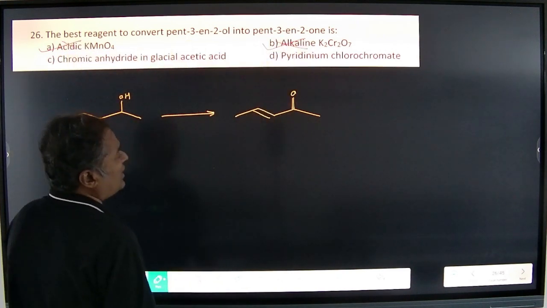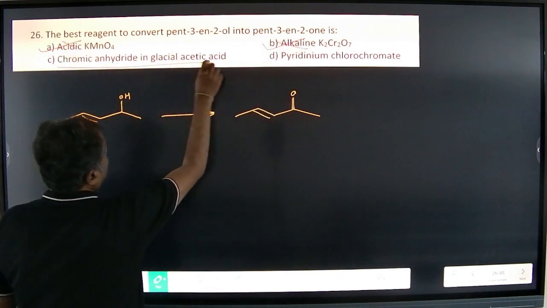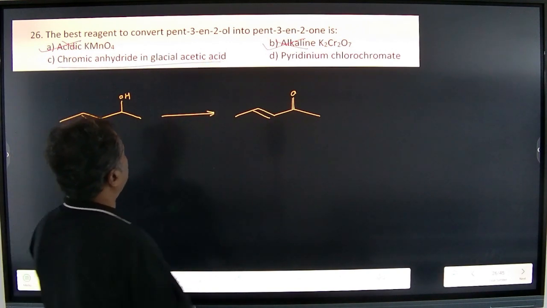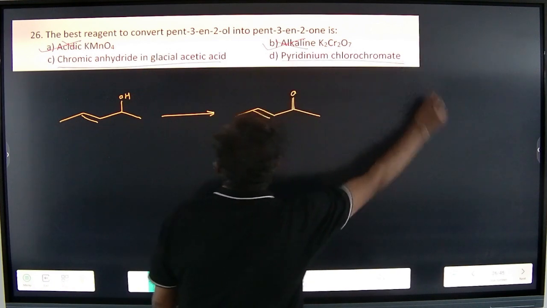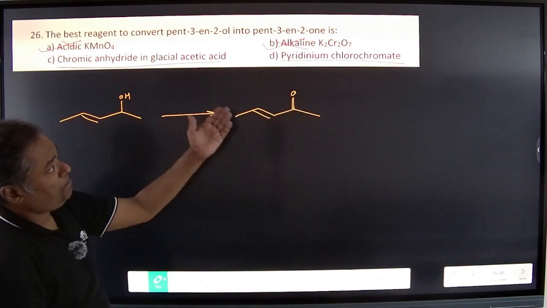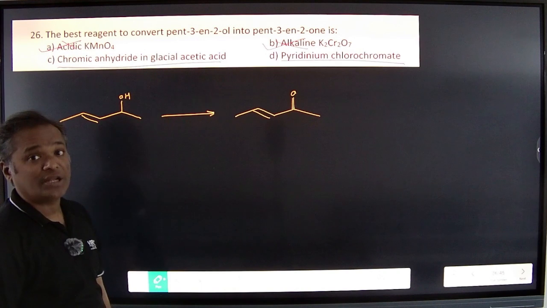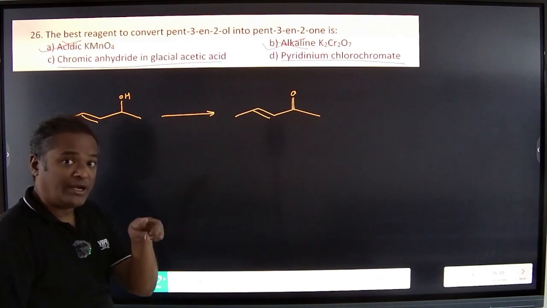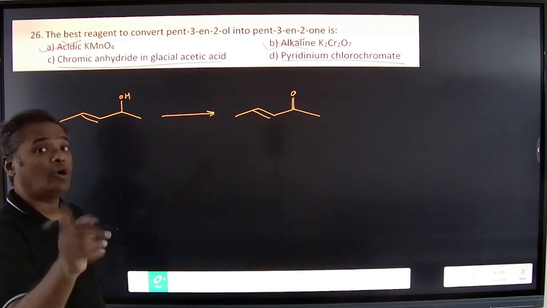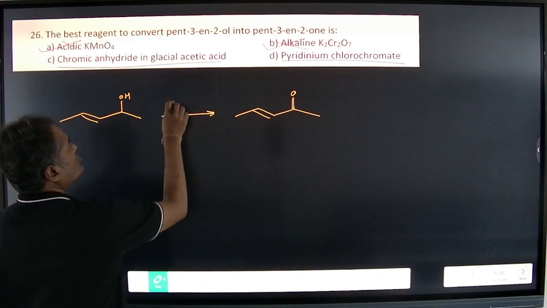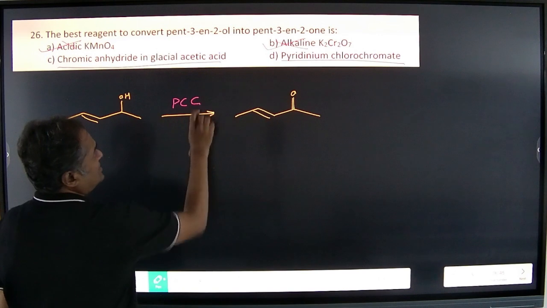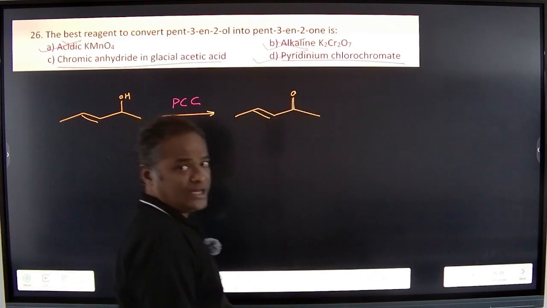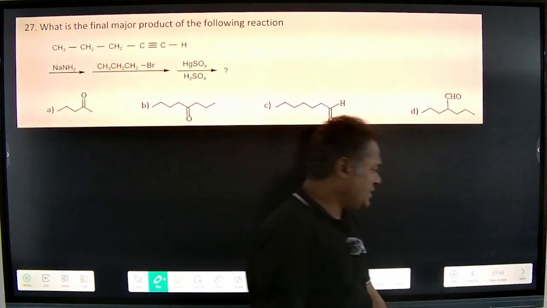Now, even chromic anhydride in glacial acetic acid, but in that case also, if you see the most prominent option, what you can see is nothing but PCC, because pyridinium chlorochromate is a mild oxidizing agent which will oxidize your primary alcohol to an aldehyde, secondary alcohol to ketone, but will not oxidize your double bond. So, in this case the most appropriate answer is PCC, and the correct answer is D. I hope this is clear, child. Let us take the next question.